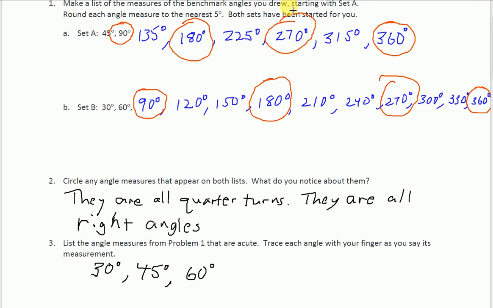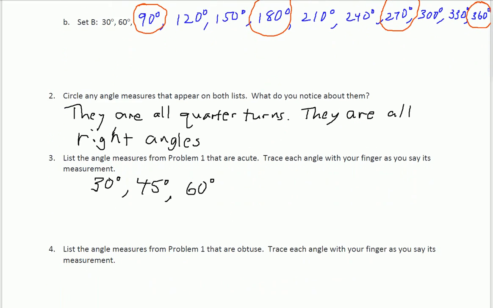And now let's see, how about number 4? What's number 4 want us to do? Well, number 4 now wants us to list the angle measurements from problem 1 that are obtuse. Well, the obtuse angles only go up to 180, so let's see, what do we have?